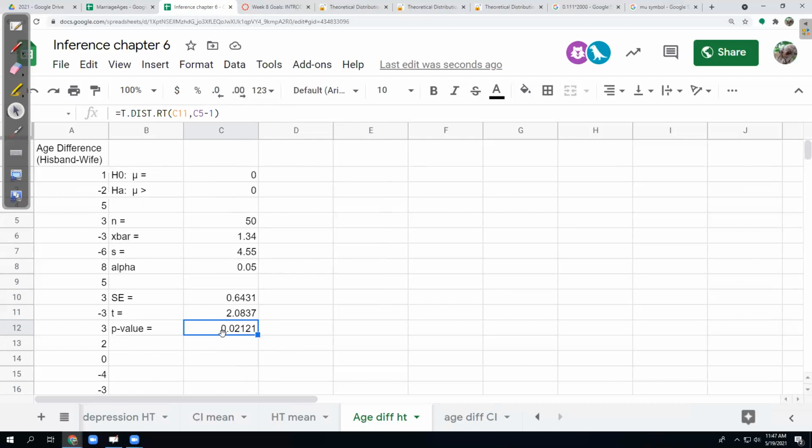So at the 5% significance level, we would reject the null based on this one. And rejecting the null means we have evidence of the alternative. The husband seems to be older on average.